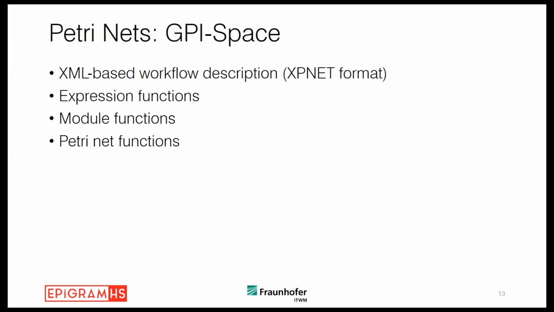So in GPISpace, Petri nets are described using an XML-based workflow description, in short an XPnet. In total, we have 3 elements. We have expression functions, module functions, and PetriNet functions. And one function tag is also the root tag of this format.